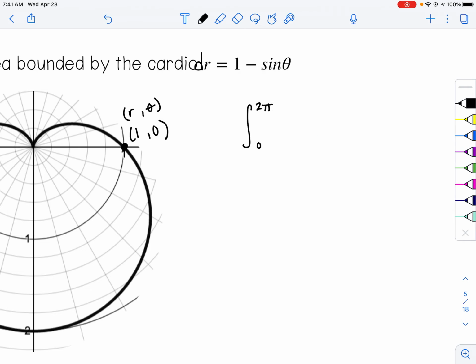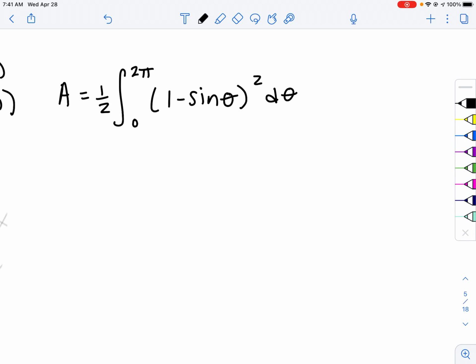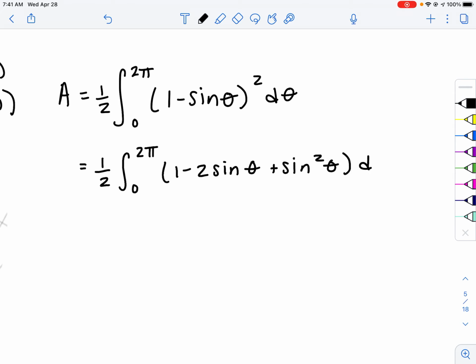So our area here is going to be 1/2 times the integral of (1 minus sine theta) squared, d theta. Okay. Right, so if we go ahead and square this out, we're going to get 1/2 times the integral from 0 to 2 pi of 1 minus 2 sine of theta plus sine squared of theta d theta.